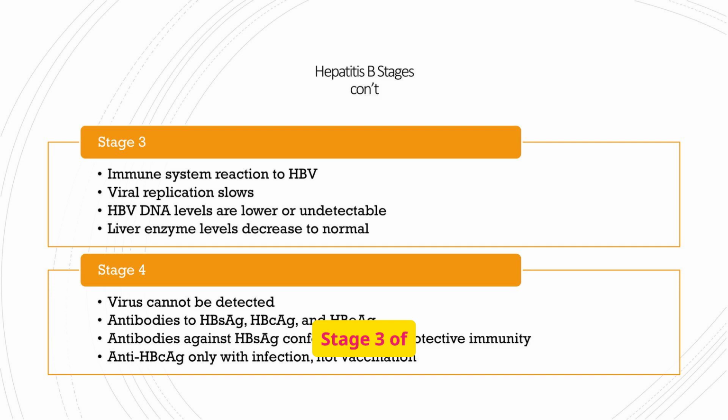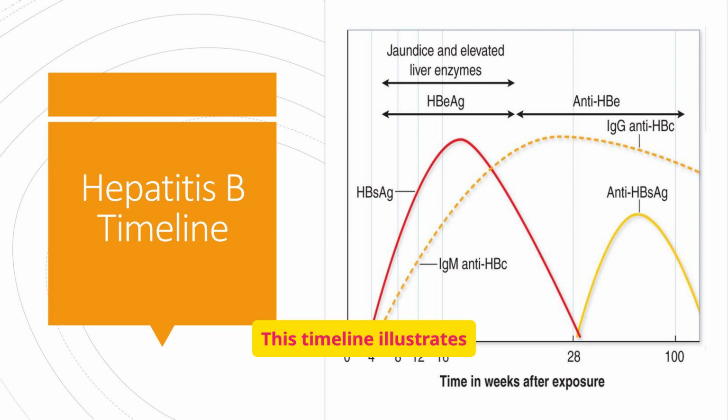Stage 3 of hepatitis B is characterized by an immune system reaction to HBV, slowed viral replication, lower or undetectable HBV DNA levels, and liver enzyme levels decreasing to normal. Stage 4 involves the virus being undetectable, and the presence of antibodies to HBsAg, HBcAg, and HBeAg, with antibodies against HBsAg conferring long-term protective immunity.